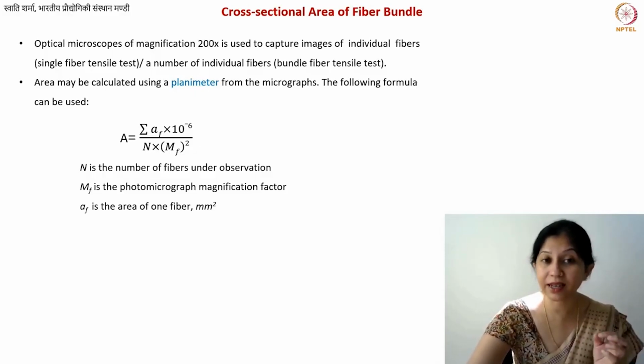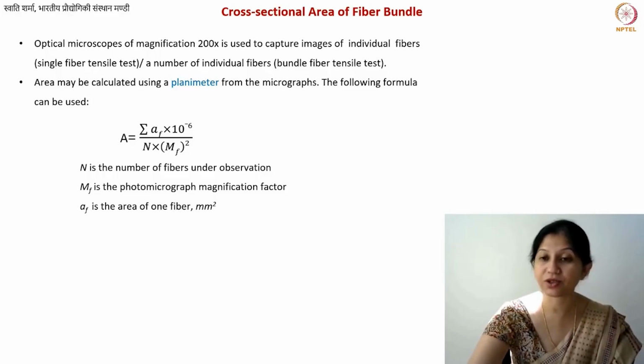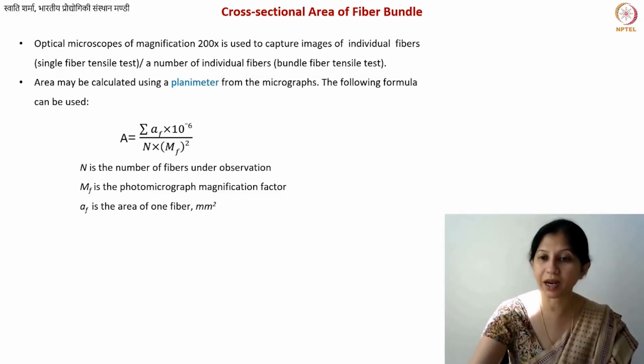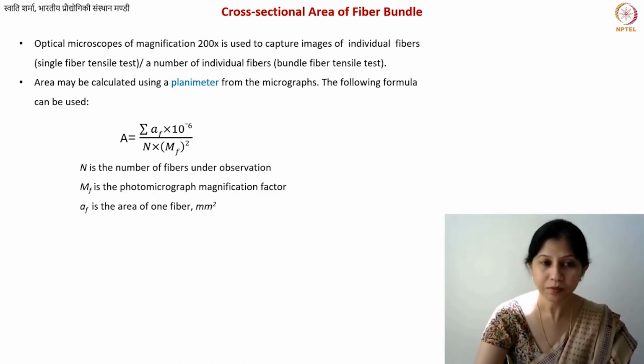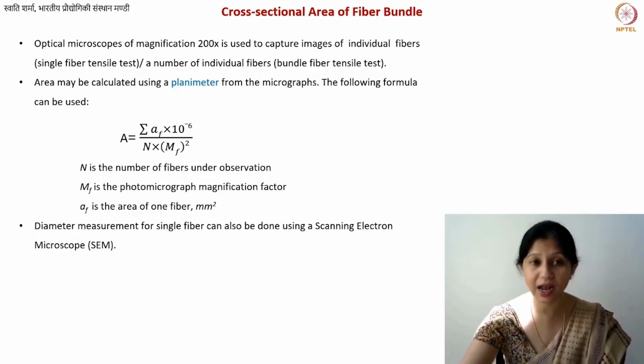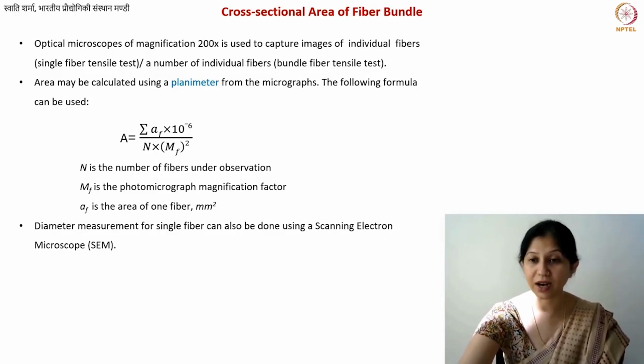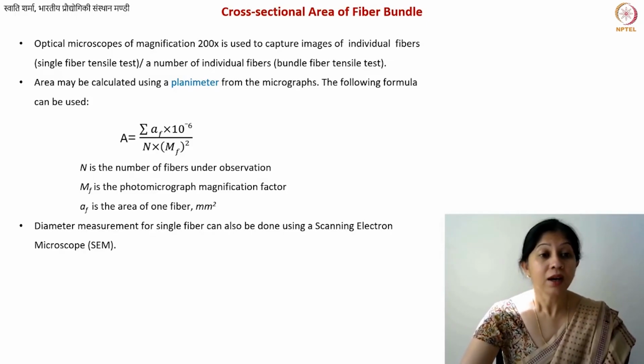Okay, and N is the number of fibers that are under observation. So this is pretty much for a relatively thick bundle of carbon fiber. Okay, so this is how you calculate your cross-sectional area. Again, you should look for the units and have the right units.